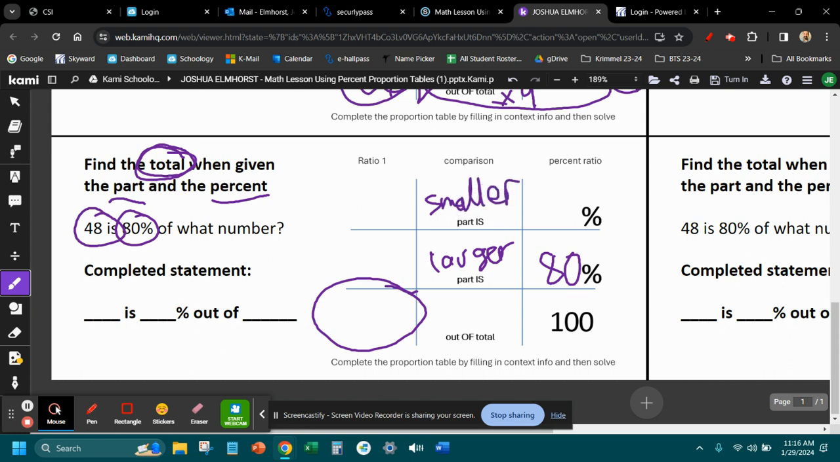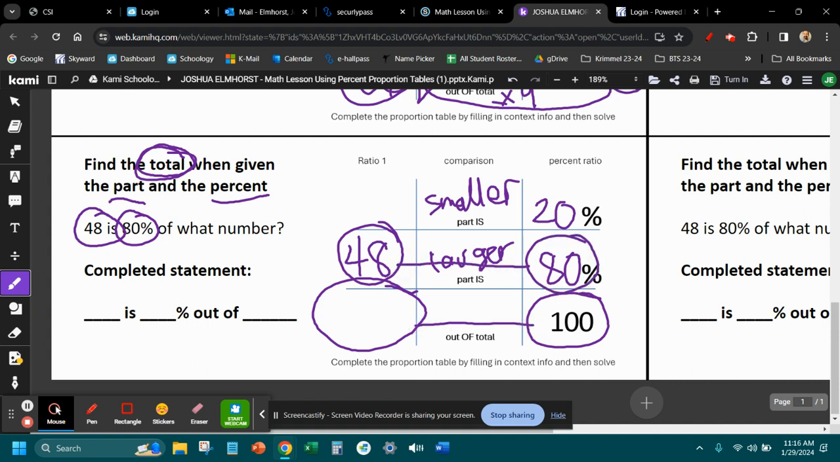And what percent is missing here? No, the total percent is here. What percent is missing? 20. So the two given parts, we have 20% and 80%, and now it's saying 48 is 80. So we're going to make this connection. 48 is the 80%, and now we need to see what is the total being compared to 100. So does 80 have a factor that works with 48? Nope, not directly.